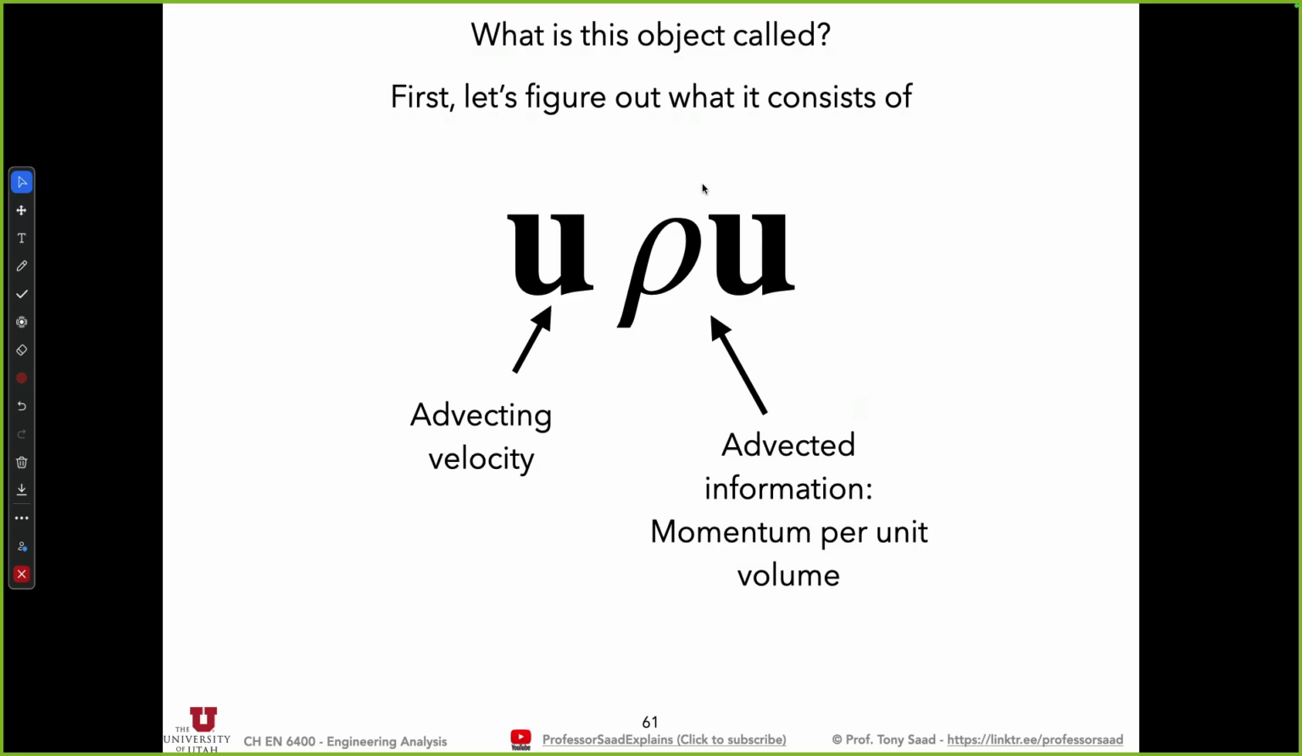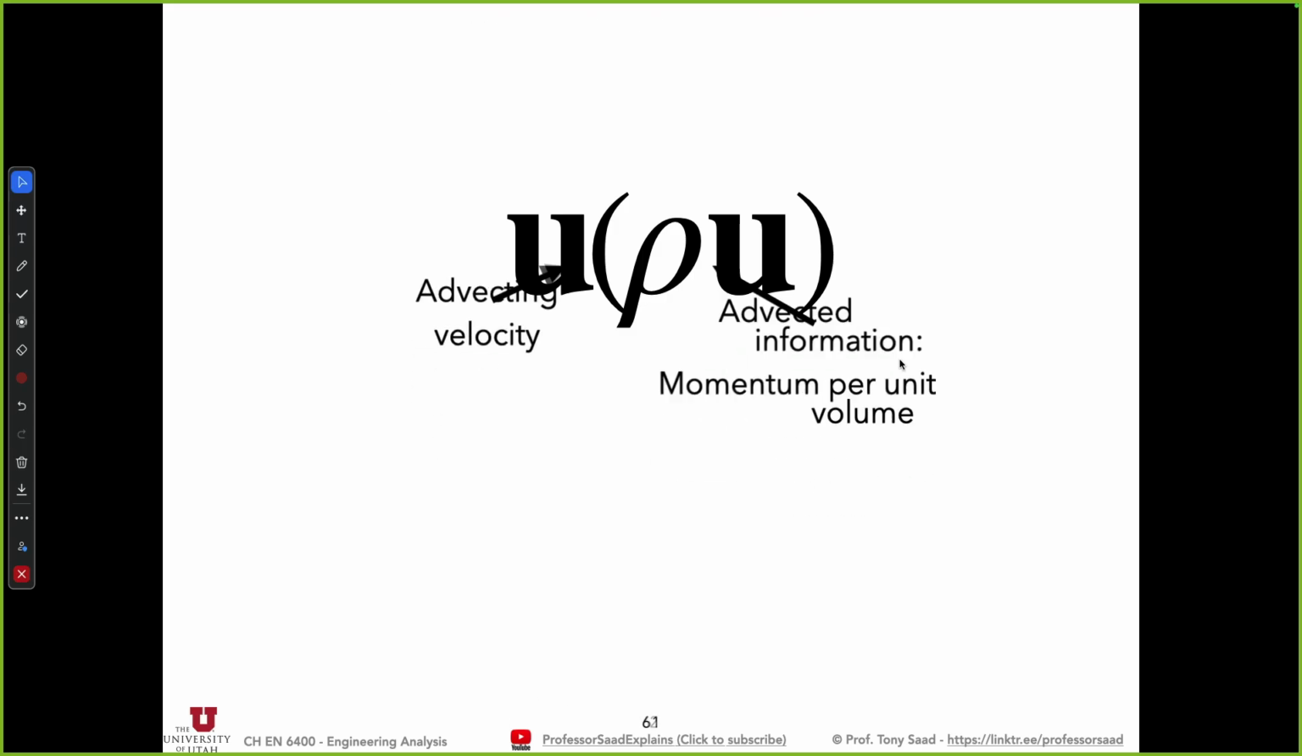And that's the momentum vector, rho u, rho v, rho w, right? That's momentum per unit volume. So I'm going to put parentheses here next to this so I can separate. I can always keep track of advecting velocity field and information being advected.